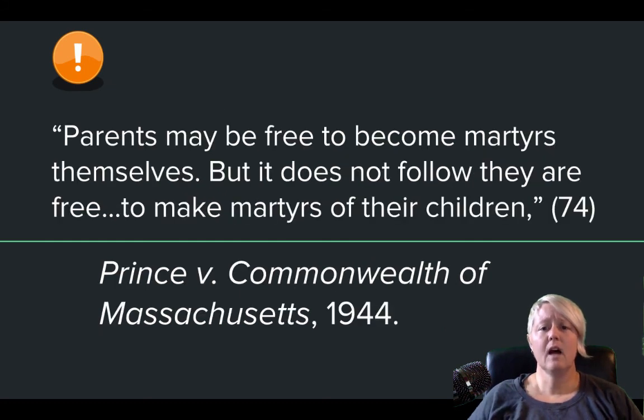In the Prince v. Commonwealth of Massachusetts, a 1944 case, which is actually well before the Bouvia case, the judge ruled that parents might be free to become martyrs themselves, but it doesn't follow that they are free to make martyrs of their children. That is, although individuals should be allowed to refuse treatment, competent individuals should not be allowed to choose treatments for their children if their children could be harmed by those choices.